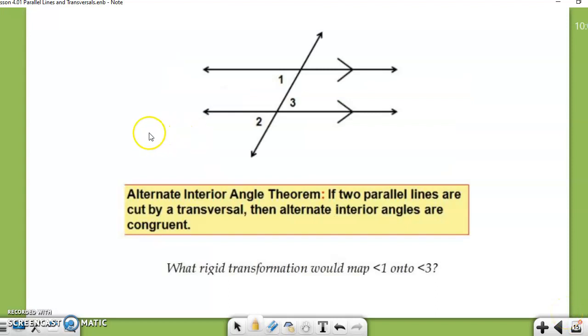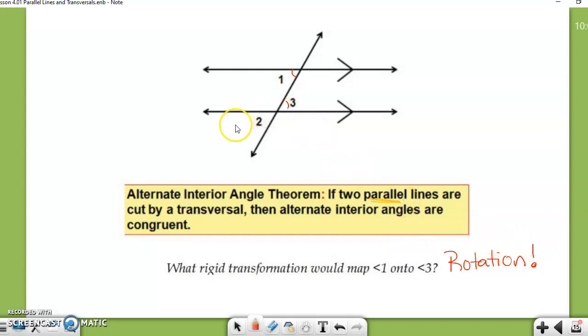We do have an alternate interior angle theorem that says that if two parallel lines are crossed by a transversal, then the alternate interior angles are congruent. So angle 1 and angle 3 are on alternate sides of the transversal inside the two parallel lines. What rigid transformation would map angle 1 to angle 3? It would just be a rotation. A rotation is an isometry or a rigid transformation, and that would create a congruent angle.